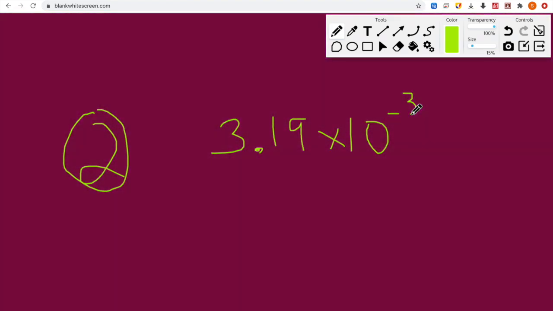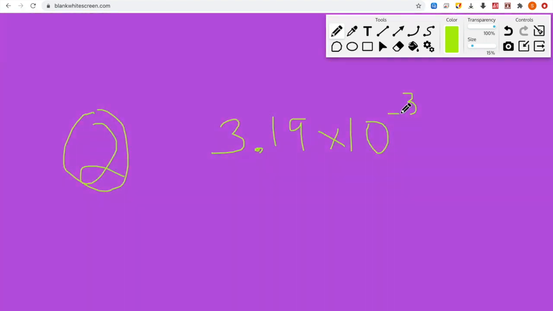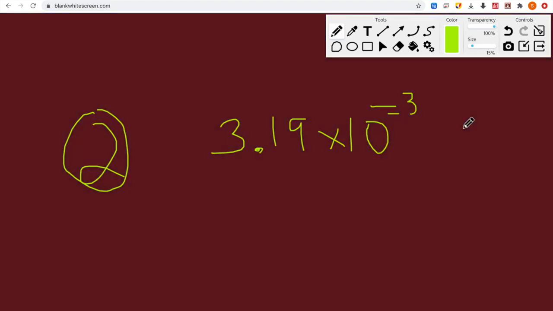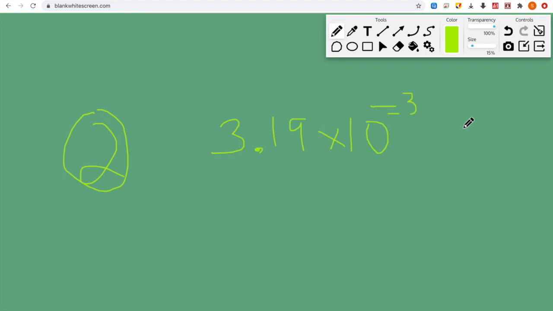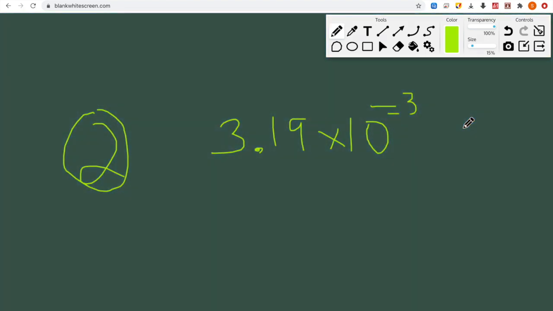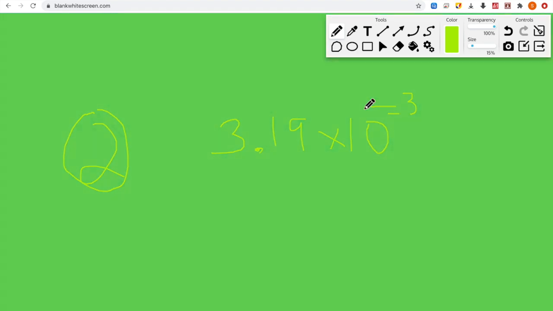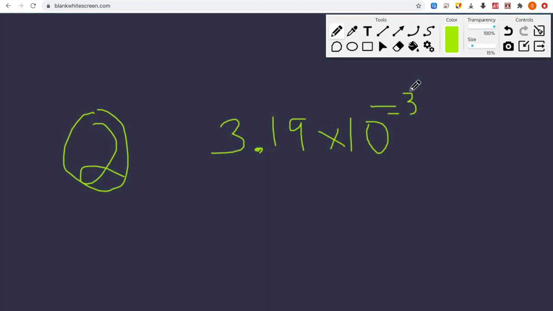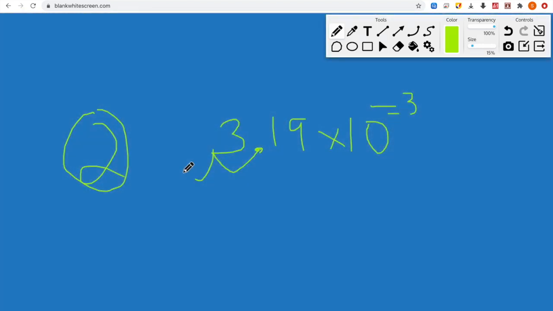So now we have 3.19 times 10 to the negative third. We already know it's in scientific notation, and we're turning it into decimal form. If we're going from scientific notation to decimal form, and our exponent is negative, that means we're going to move our decimal to the left. How many spaces? We're going to move it 3. So over 1, over 2, over 3.